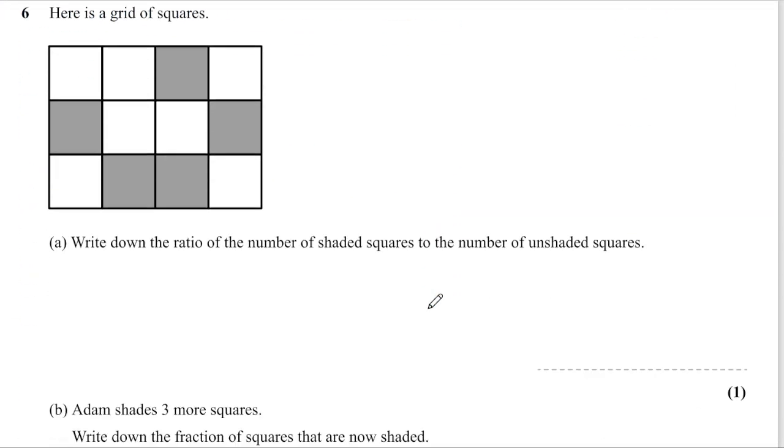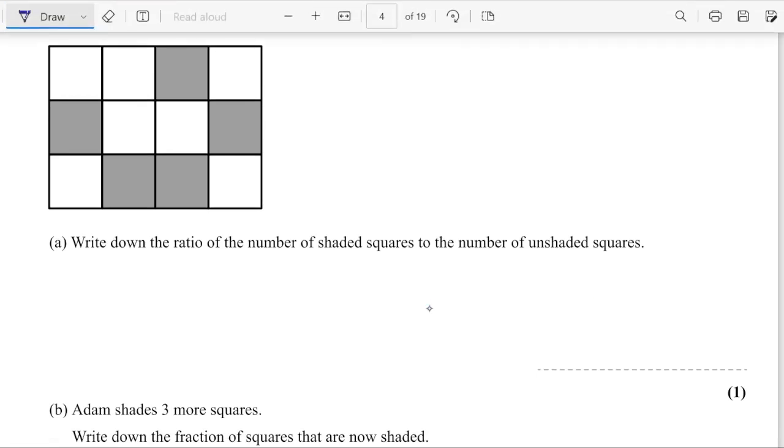And question 6, here is a grid of squares. Write down the ratio of the number of shaded squares to the number of unshaded squares. So I'm going shaded. It doesn't say in its simplest form. We'll have a look at that in a second though. Shaded to unshaded. So I've got 1, 2, 3, 4, 5 shaded. And I've got 1, 2, 3, 4, 5, 6, 7 unshaded. So I can't simplify that. So 5 to 7.